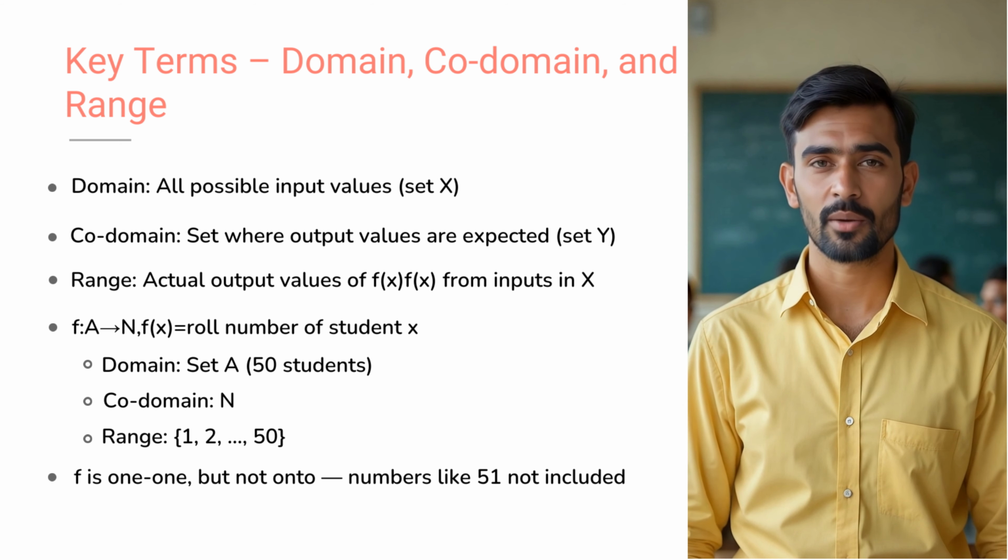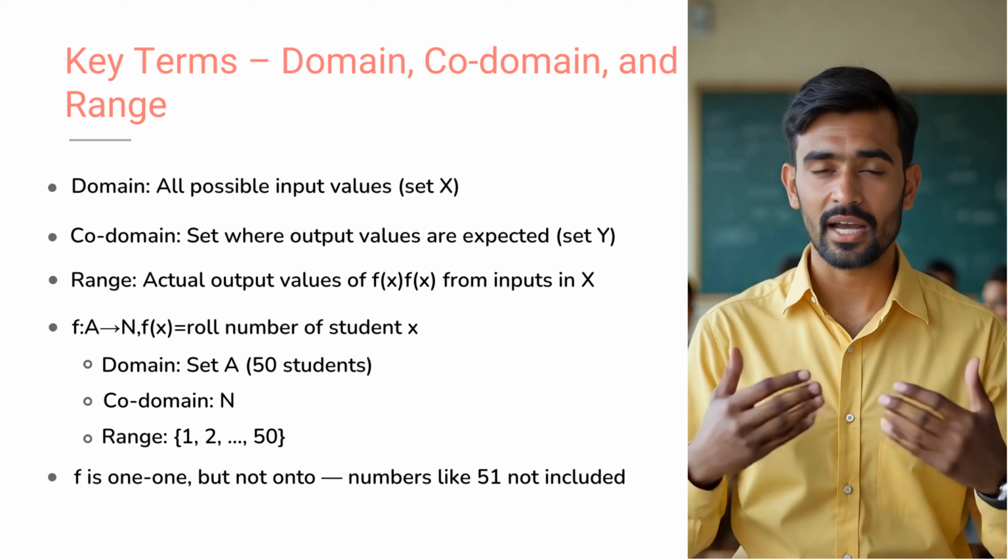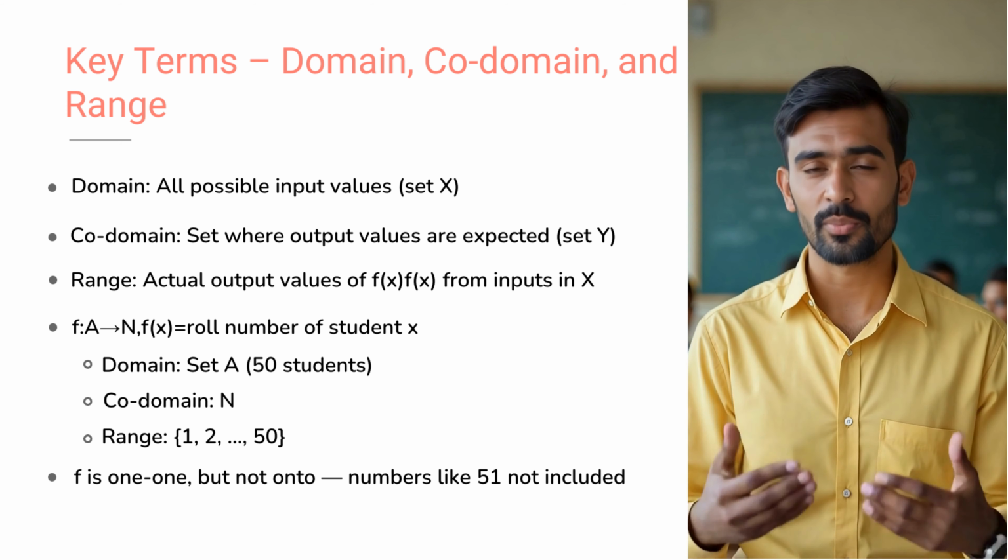Since only roll numbers up to 50 are used here, f is one-one, no duplicate roll numbers, but not onto, since numbers like 51 are not mapped. We'll dive deeper into types like one-one and onto in the next video.